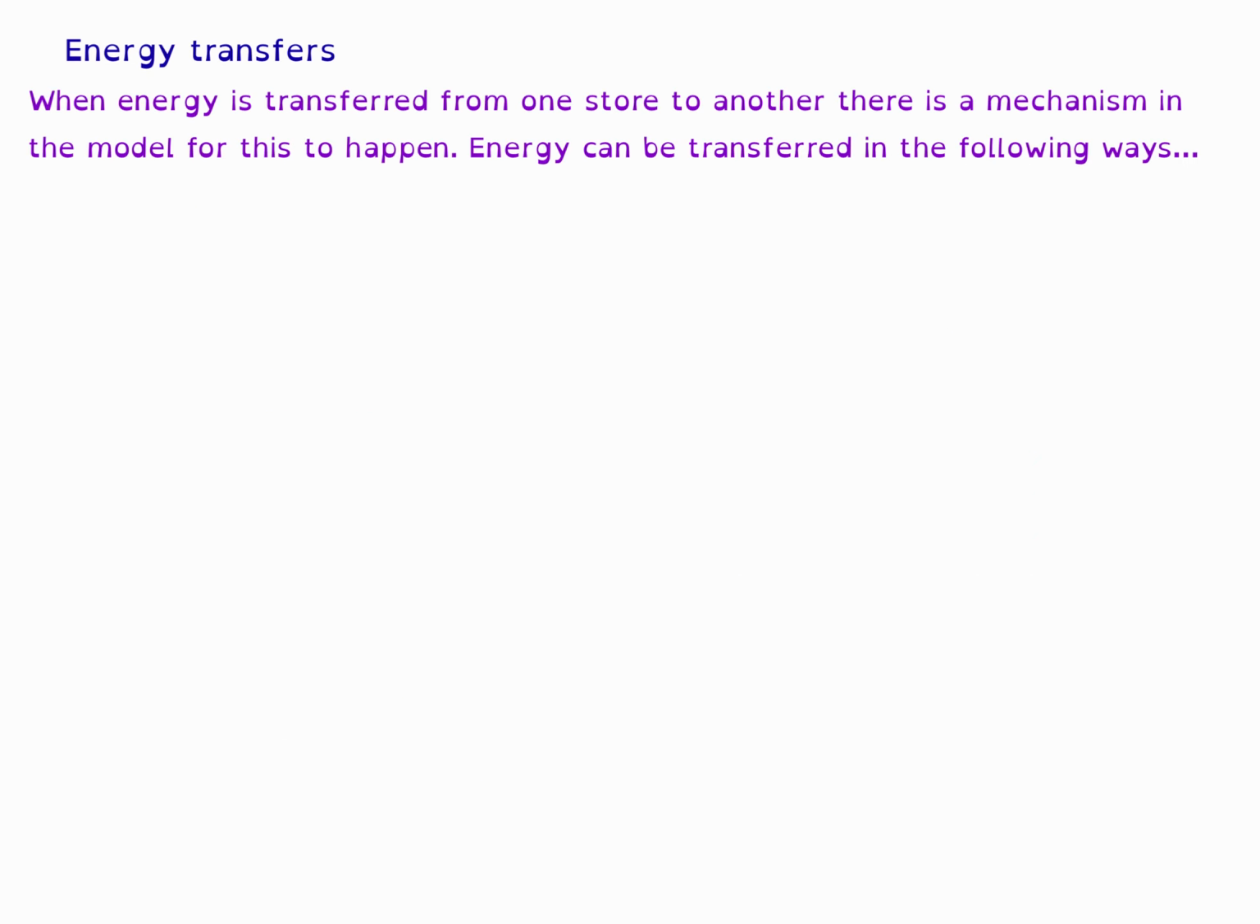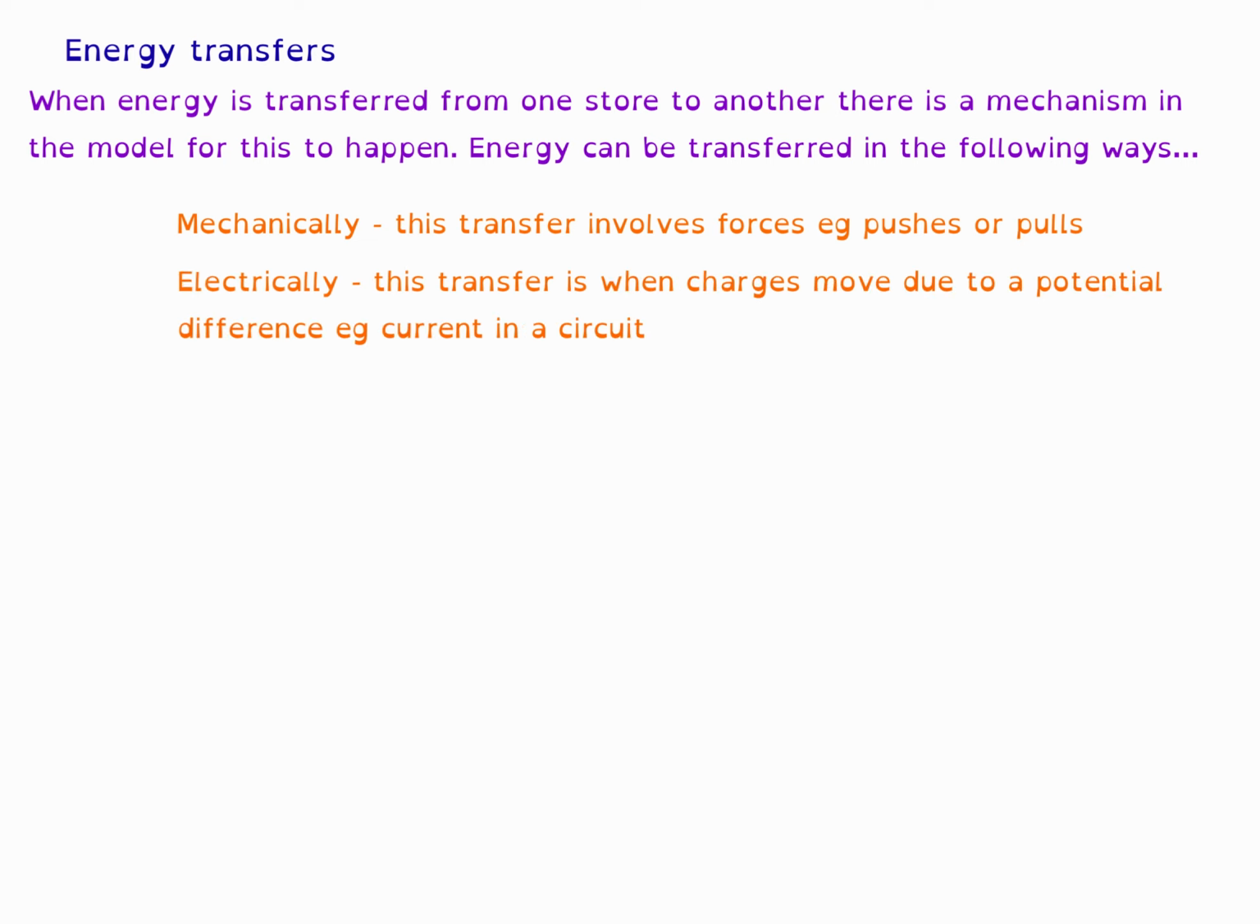When energy is transferred from one store to another, there is a mechanism in the model for this to happen. Energy can be transferred in the following ways. Mechanically. This transfer involves forces, for example, pushes and pulls. Electrically, this transfer is when charges move due to a potential difference, for example, current in a circuit.